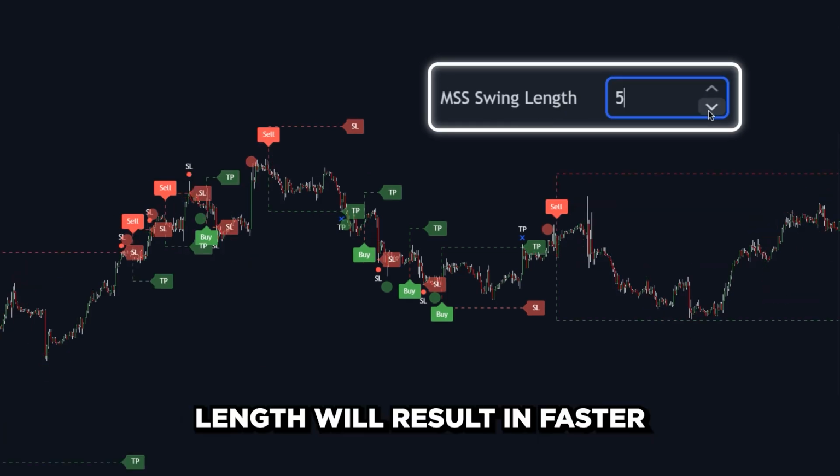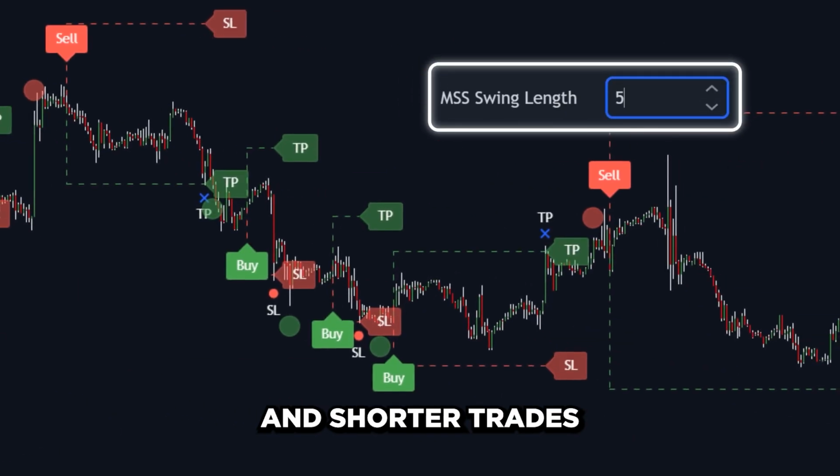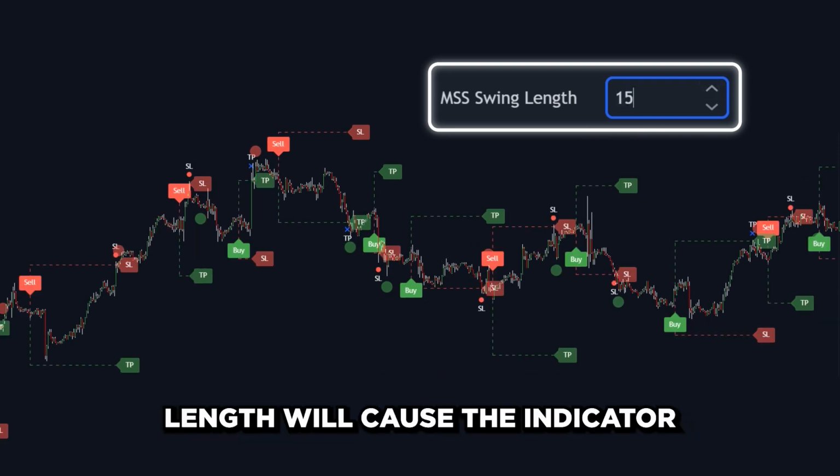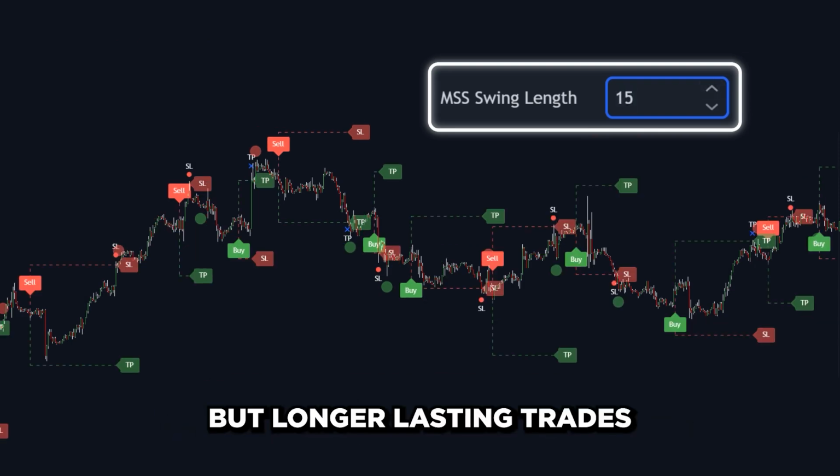Thus, having a shorter length will result in faster and shorter trades, which is better suited for scalpers. While having a longer swing length will cause the indicator to have less frequent entries, but longer lasting trades, which is perfect for swing traders.